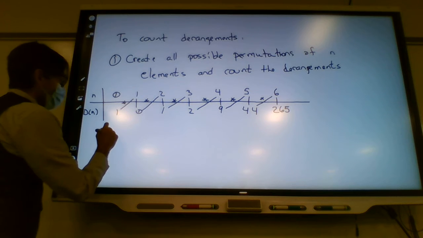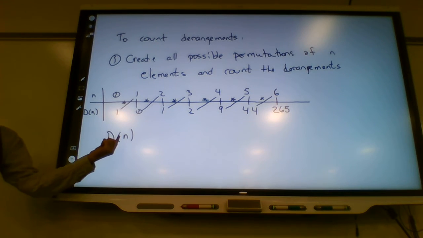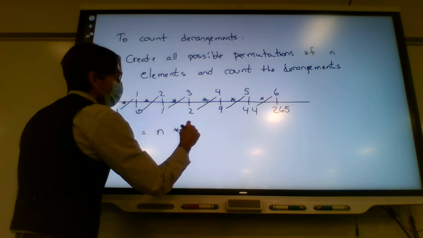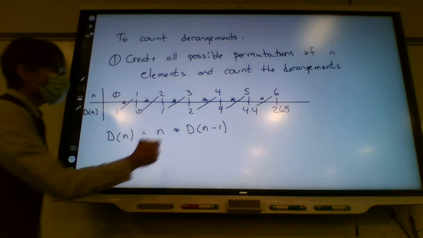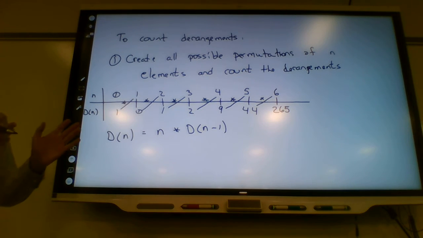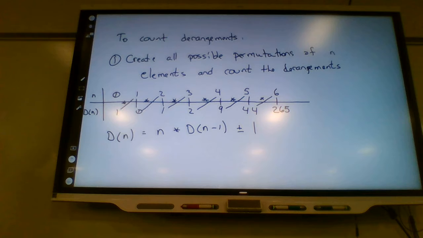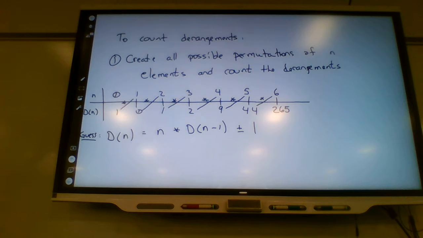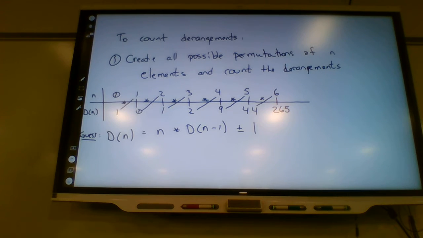And so what was it looking like? It was looking from the data like d of n, right? So the number of derangements of n items looks like n times the number of derangements of n minus 1 things, and then plus or minus 1 depending on something. So just based on a little bit of part of a table, this much data, this pattern was noticed by a couple of people.